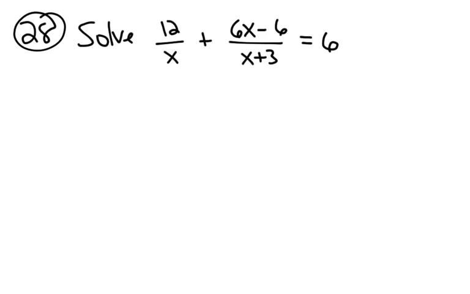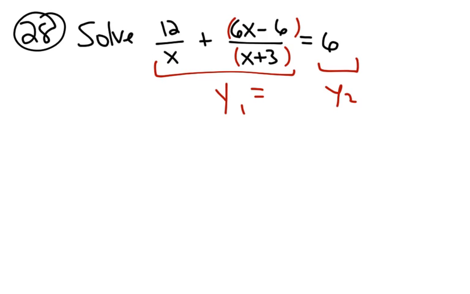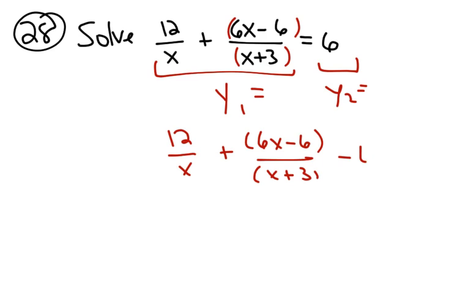Number 28, we want to solve this rational equation. Now remember, what you can do is plug this into y1 equals, making sure you put that in parentheses, plug this into y2 equals, and find where the two sides intersect. The other option is to subtract 6, plug this into your calculator, and find the x-intercept.